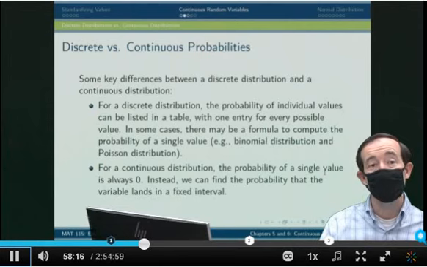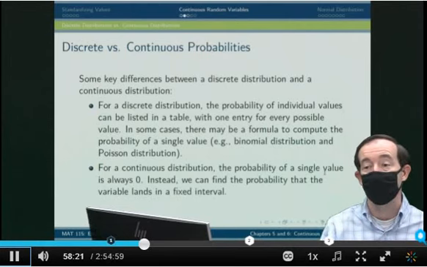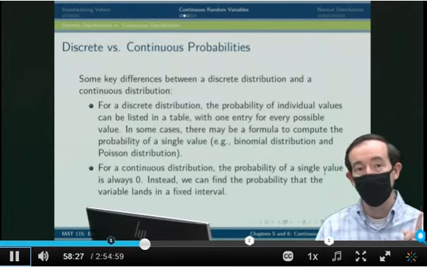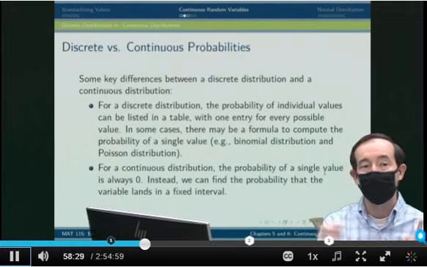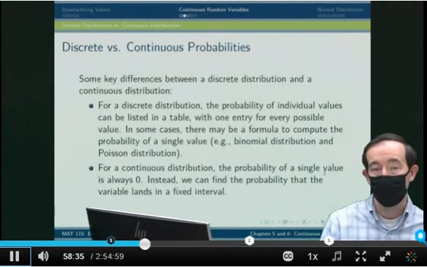Well, the thing with continuous distributions is because every value in a range is possible, the probability of a single value, you're asking for the probability of 1 point in an infinite collection of points. That is always going to be 0 if it's a continuous distribution.